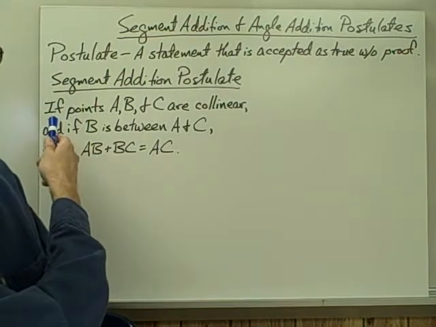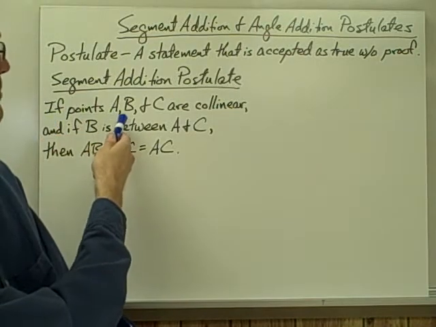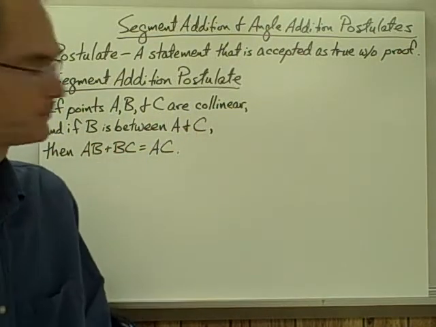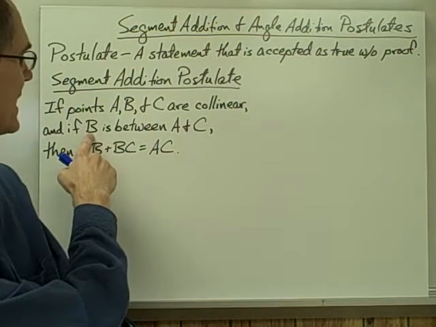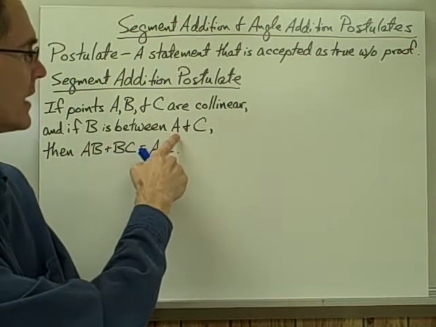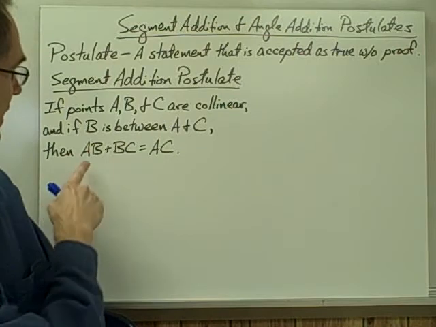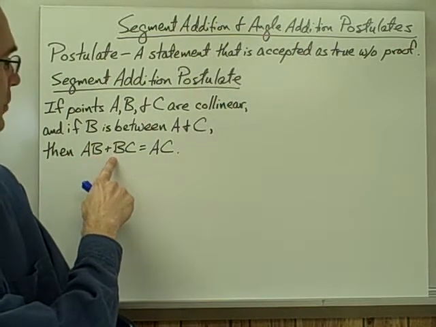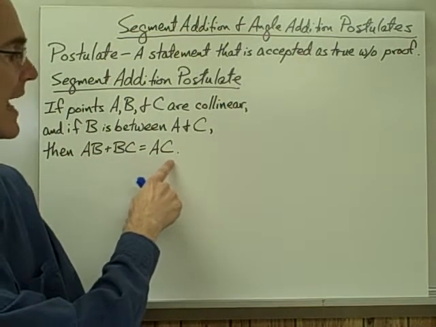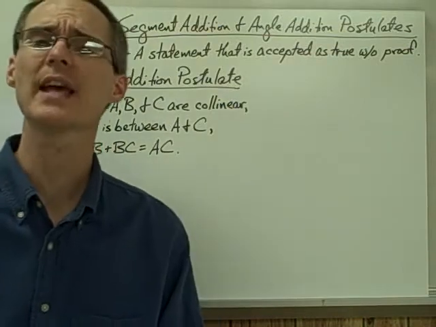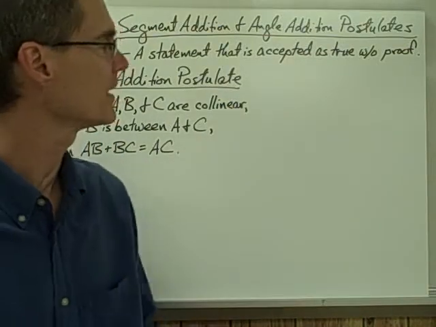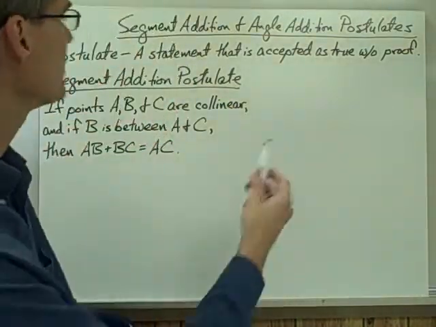The segment addition postulate just says if points A, B, and C are collinear, and if point B is between A and C, then AB plus BC equals AC. Now let's take a look at what this postulate means, and we're going to illustrate it using a picture.